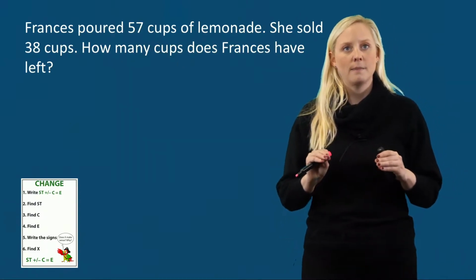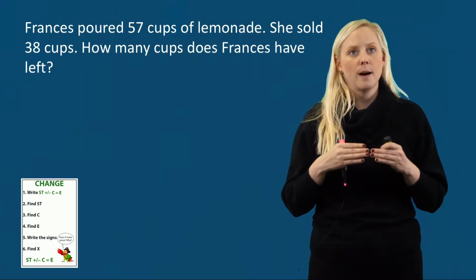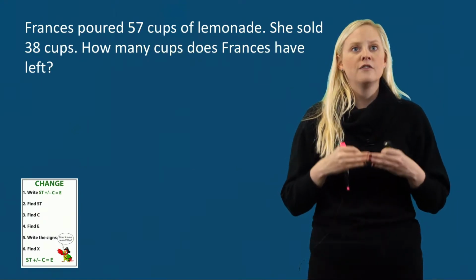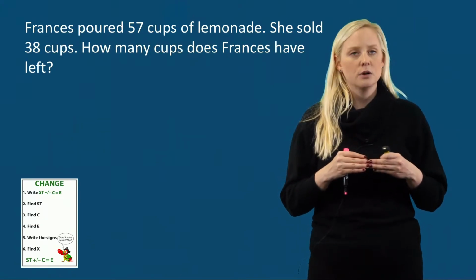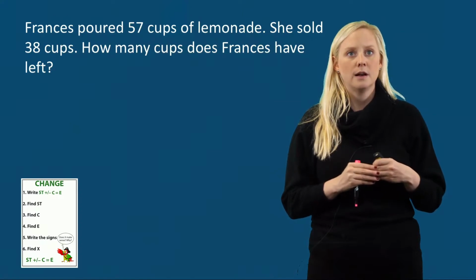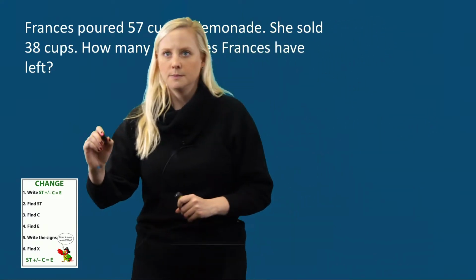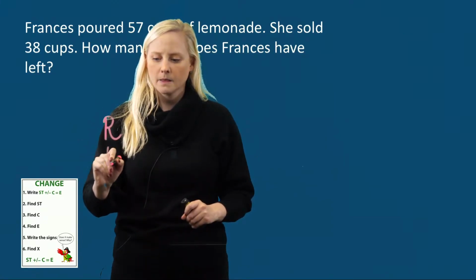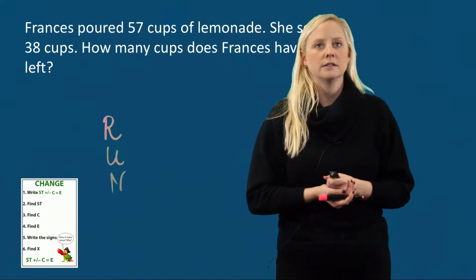Whenever we see a word problem, we teach students to run through the problem, which is our word problem attack strategy. We first look to see if there is a table or a graph. There is not a table or a graph in this problem. If there were a table or a graph, then we would number it. But there's not, so we're going to run through the problem. So I'm going to write R, U, N to remind myself of the run steps.